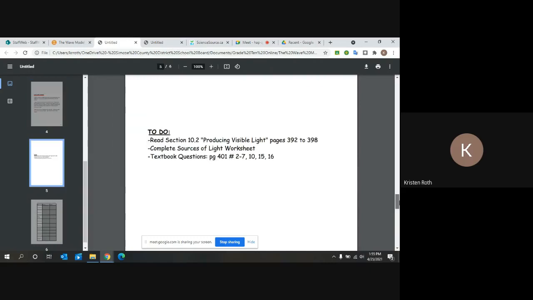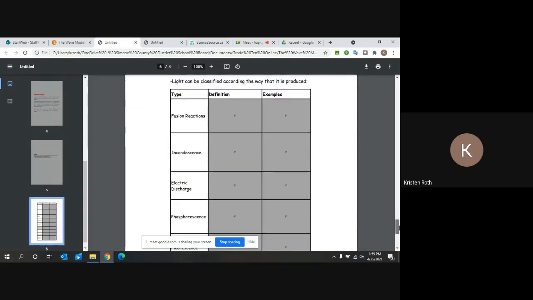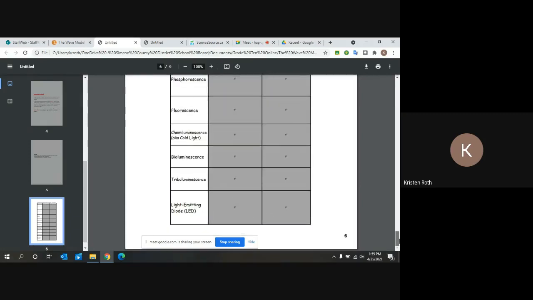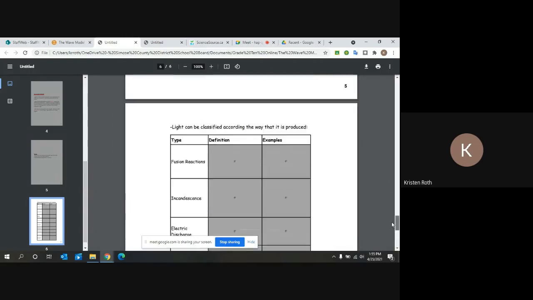All right, so going down, these are things that I would like you to do. There is a chart here. You can either copy this or you can print it off. If you're able to print, then that's great. You're going to have to fill this one out, okay?